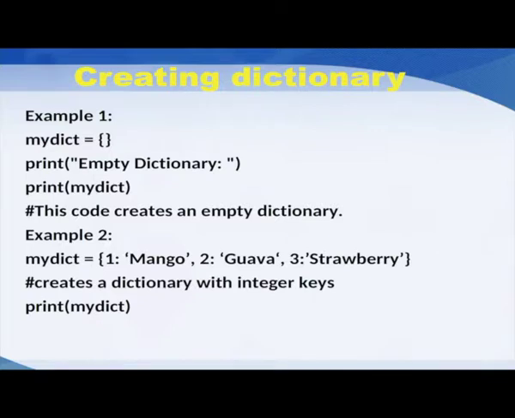Here you can see how to create a dictionary in multiple ways. Example 1 shows how to create an empty dictionary and example 2 shows how to create a dictionary with integer key. So, as you can see here, when you do not include any key value pair, it creates an empty dictionary, and when you print it, it will just print the curly braces. Suppose if you include any key value pair, as you are seeing, it creates a dictionary.